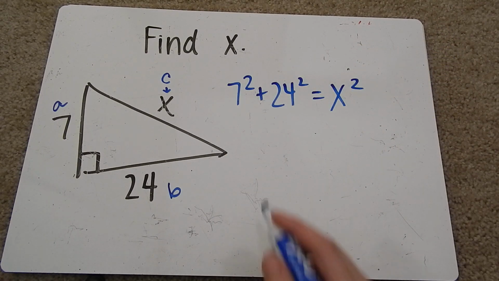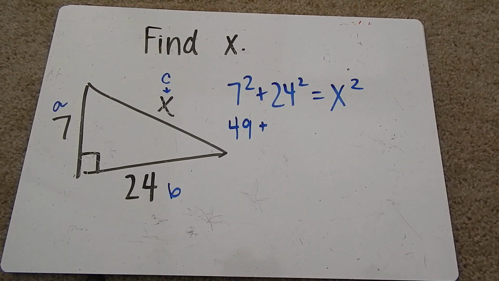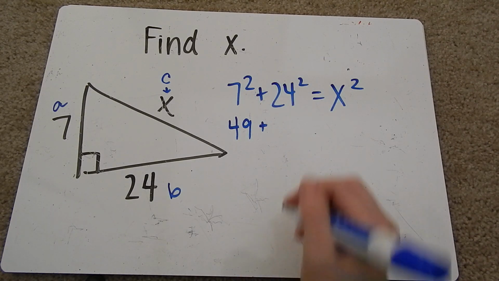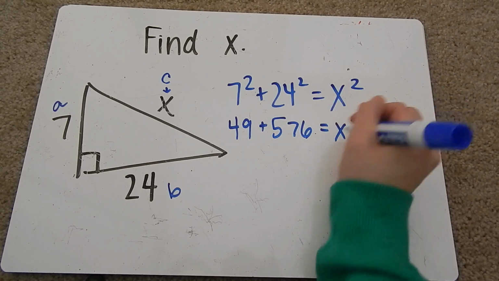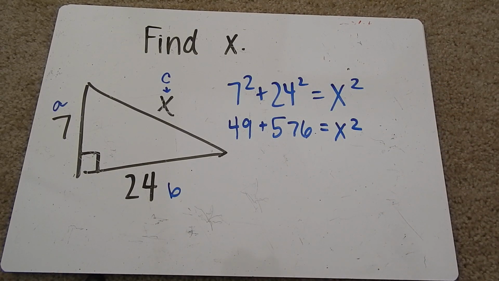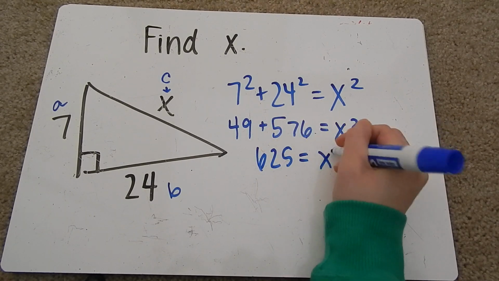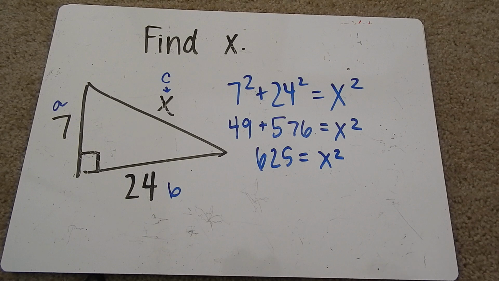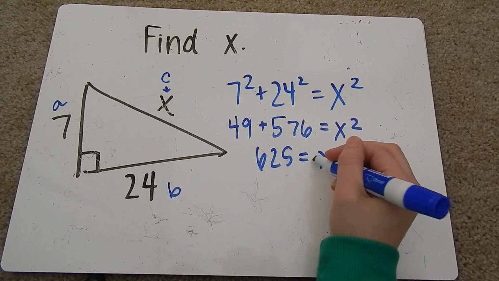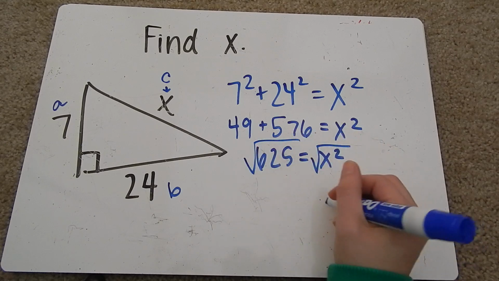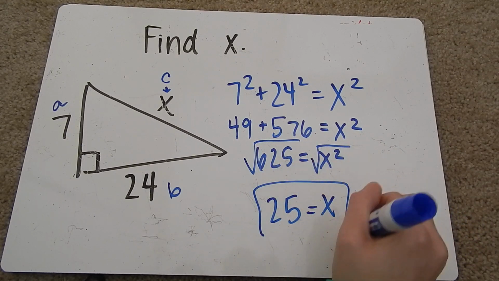Then we can go ahead and square these two terms. 7 squared is 49. 24 squared is 576. Then we can add those together. After this, we want to take the square root of both sides. Since x is squared here, we want to undo that by taking the square root. We get x equals 25. That is our answer.